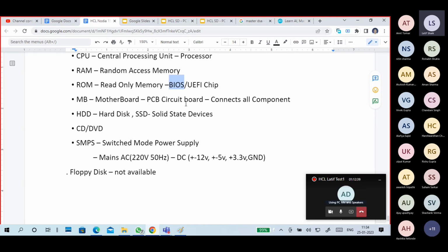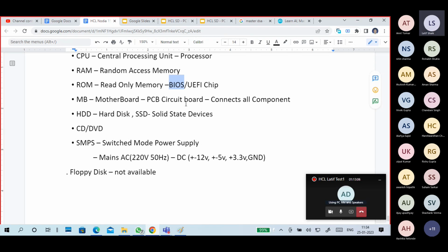CD DVD, nowadays most of the laptops and desktops do not have a CD DVD drive. Of course, we still have a chance to add a new CD DVD drive, but it is almost reduced because a lot of people are not using CD DVD, and you can use an external one only. Floppy disk is completely removed. The floppy disk option is not there now.